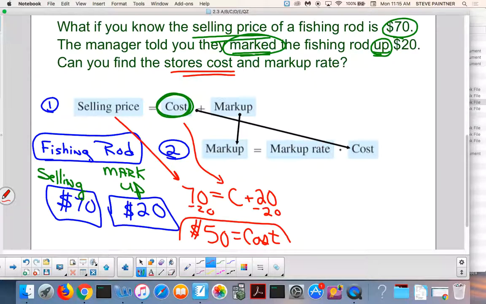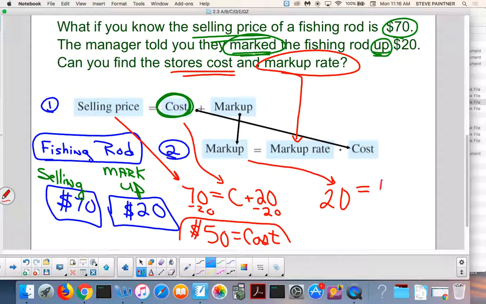Now, the next part says, and go find this one, the markup rate. So did you mark the fishing rod up 12%, 18%, what? Here we go. Come on over here. The markup was what? The markup is 70. No, you guys. It's 50. Sorry, it's 20. The markup is what you mark the fishing rod up. Markup, $20. Okay. The markup rate.